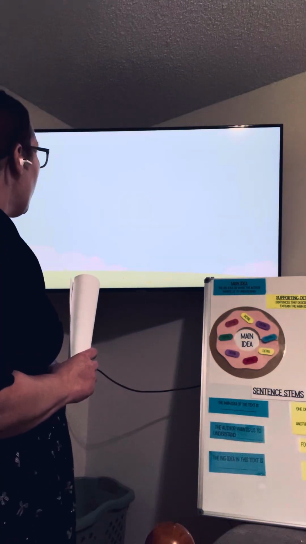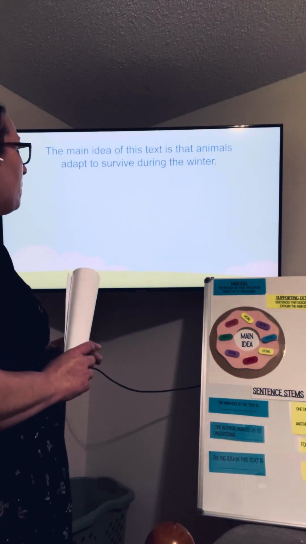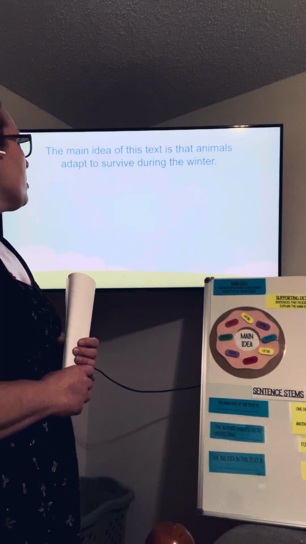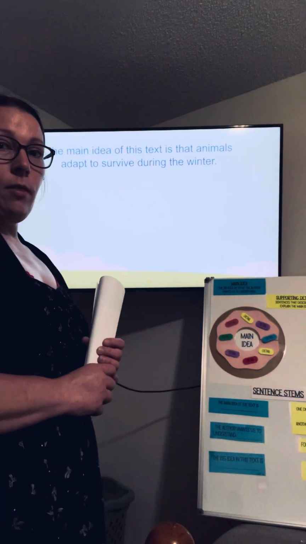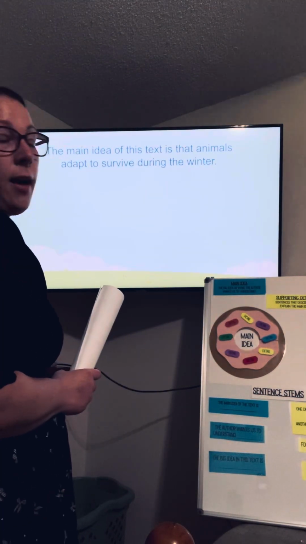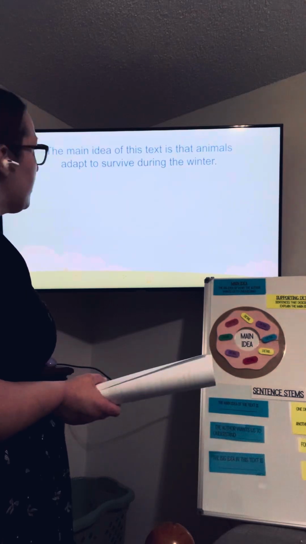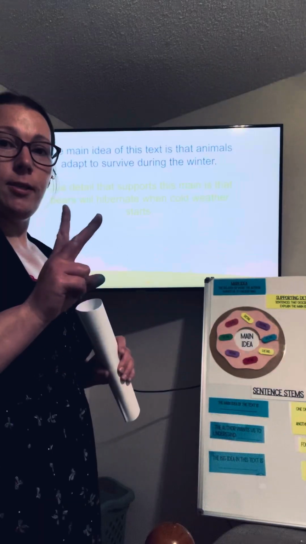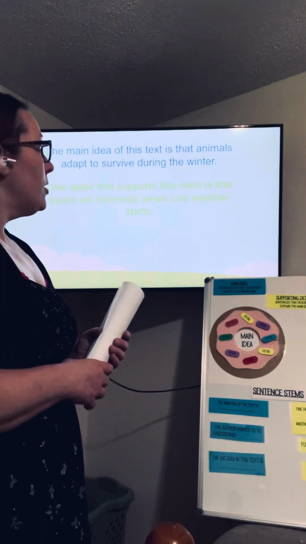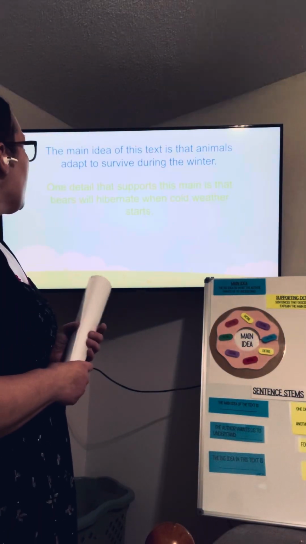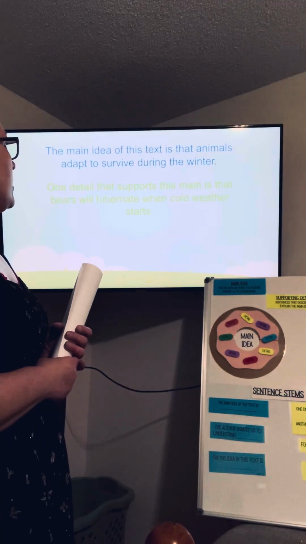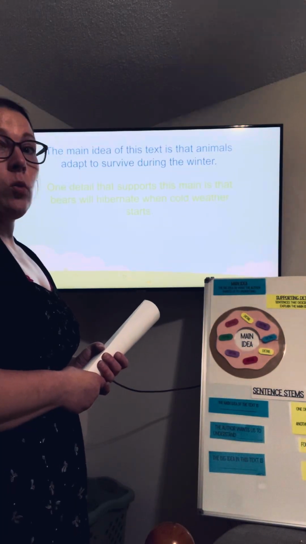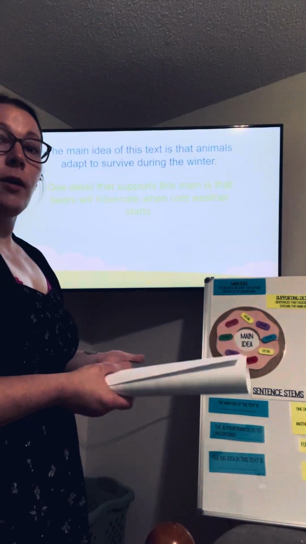But to reword it, I could say, the main idea of this text is that animals adapt to survive during the winter. So that is telling someone else what the main idea is. And to describe, we want to describe at least 2 supporting details. So one of my supporting details, I'm going to write, one detail that supports this main idea is that bears will hibernate when cold weather starts. That's a way that bears adapt.